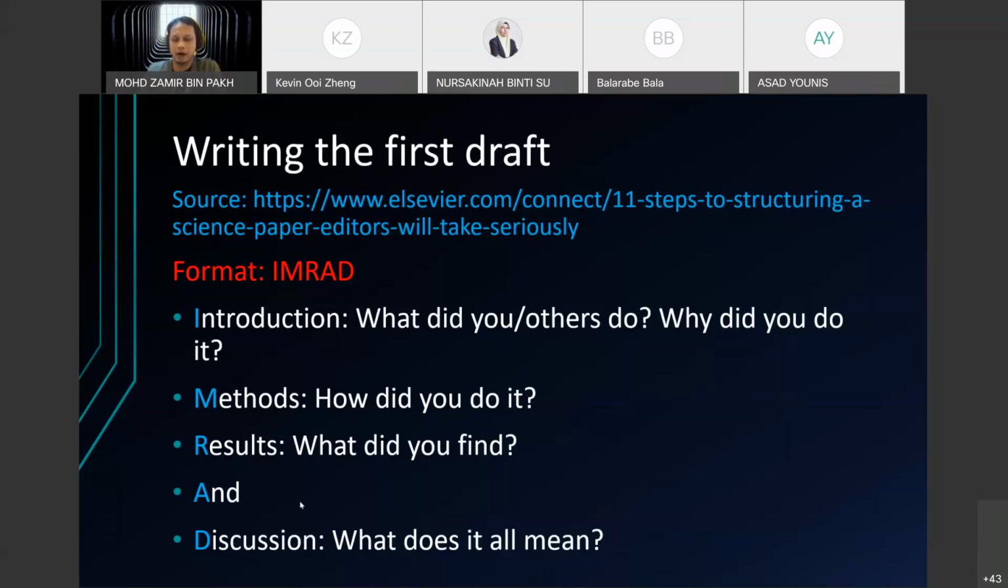Result is about what did you find from your experiment? What did you get? They may be in the form of figures, tables, histograms, many more, depending on what you want to present. Okay, so what did you find?